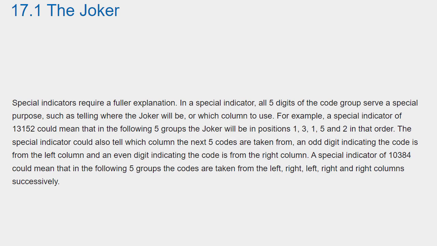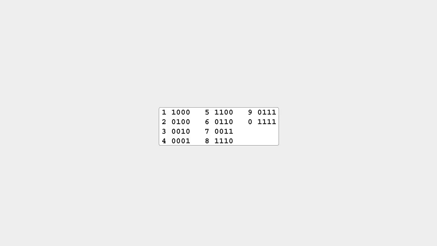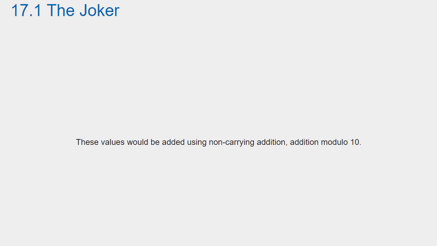The special indicator could also tell which column the next 5 codes are taken from, an odd digit indicating the code is from the left column, and an even digit indicating the code is from the right column. A special indicator of 10384 could mean that in the following 5 groups, the codes are taken from the left, right, and right columns successively. Another use for a special indicator might be to specify numbers to add to the codes in the next 5 groups. For example, the special indicators might mean to add the following values to the 4-digit codes. These values would be added using non-carrying addition, addition modulo 10.